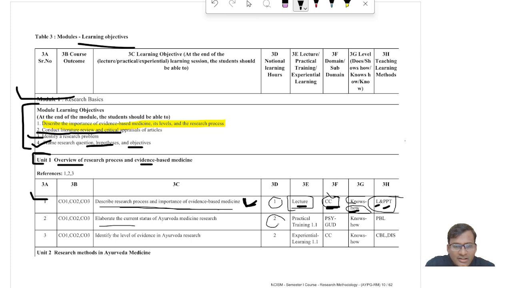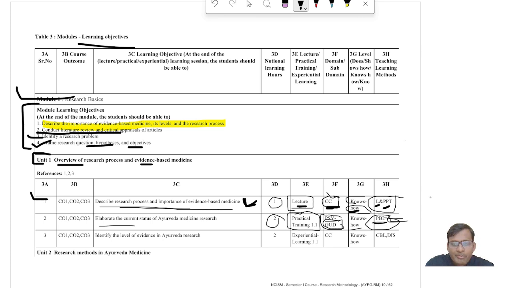The timing given for this particular point is 2 hours, and it should be done with practical training. Practical training means you cannot explain this theoretically. Practically you have to find the current status of Ayurveda medicine. You go to the library or online, and you have to search for the current status of this Ayurveda research method. And PSY and GUD: PSY is the abbreviation for psychomotor domain, and you have to see the abbreviation for GUD in the annexures. So knows how. Then PBL is the abbreviation for problem based learning. So you have to see the abbreviations in the annexures.